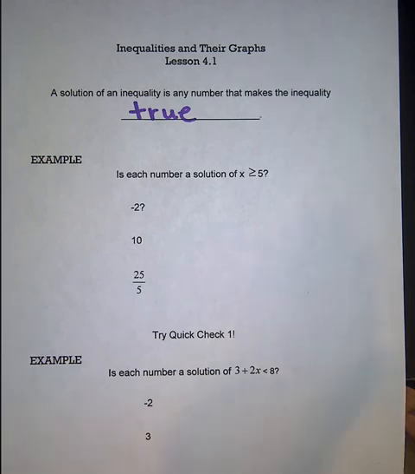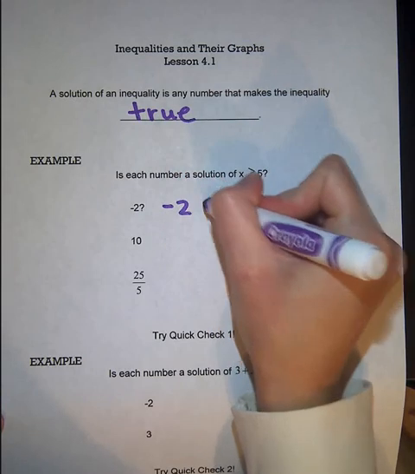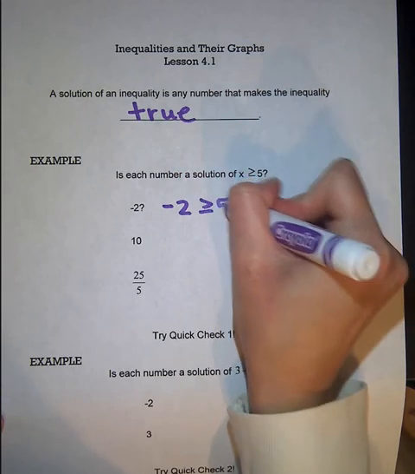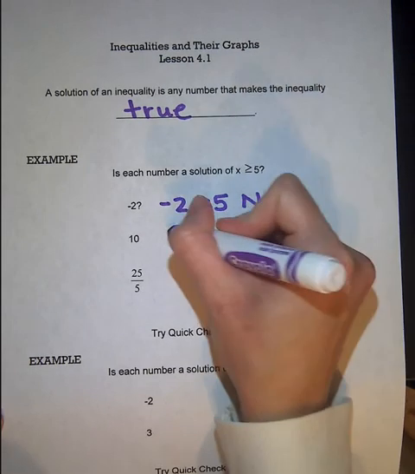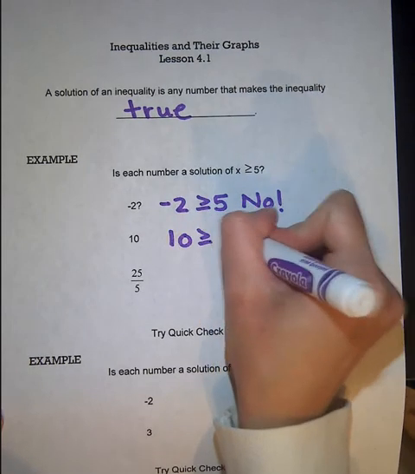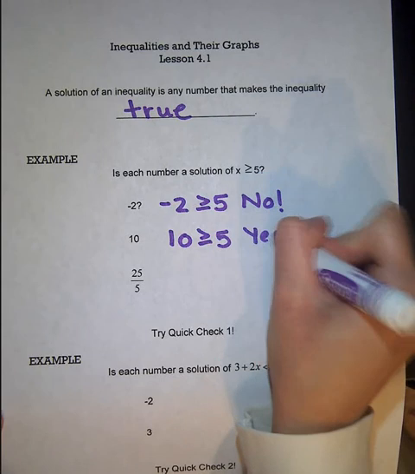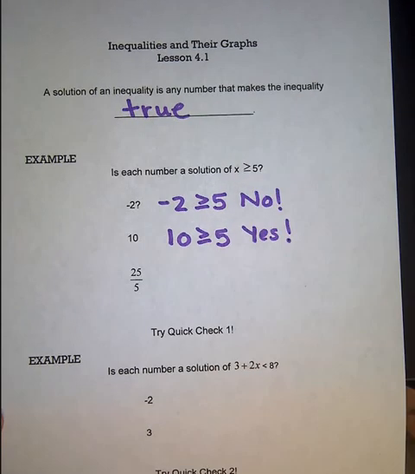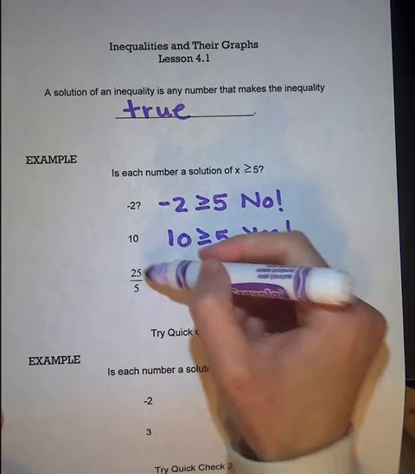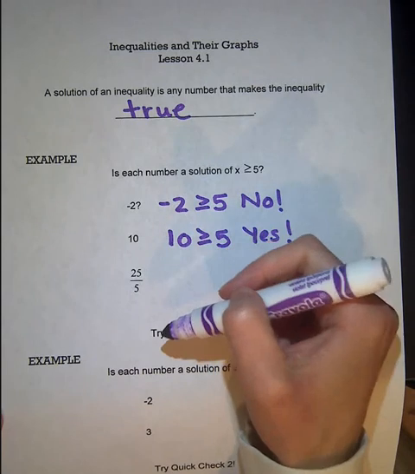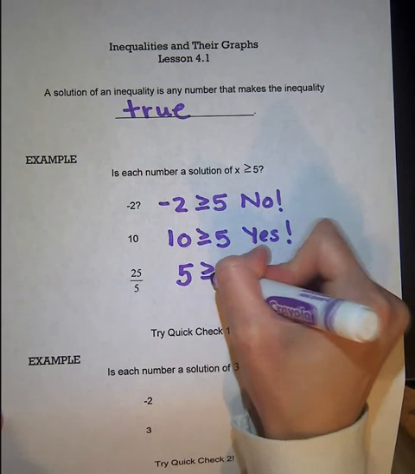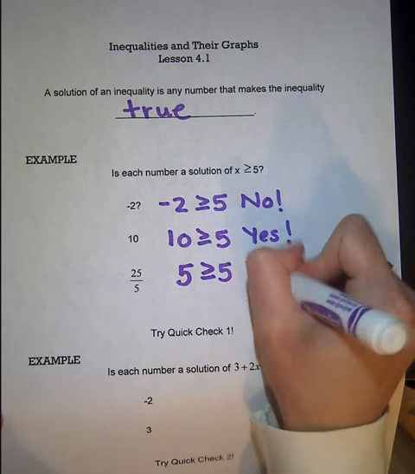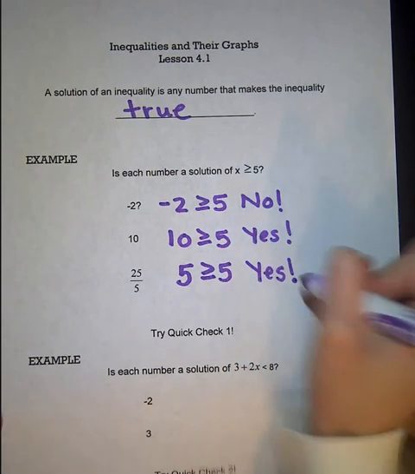-2? Well, let me plug it in. Is -2 greater than or equal to 5? No. -2 is not greater than or equal to 5. Okay, so now I'll try 10. Is 10 greater than or equal to 5? Yep, that is a yes. 10 is greater than or equal to 5. How about 25 divided by 5? Don't let that trick you, because we all know 25 divided by 5 is really just 5. And is 5 greater than or equal to 5? Bingo, yes it is, because it's equal to.